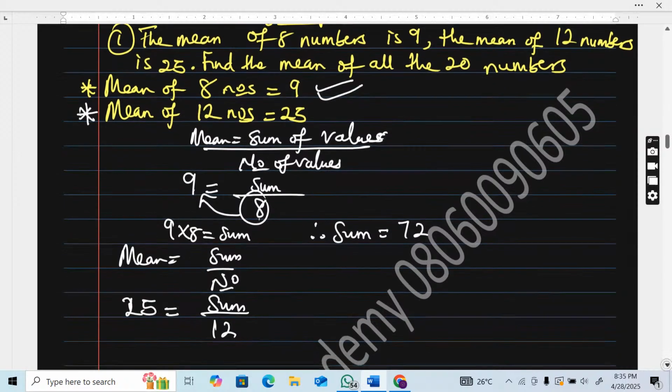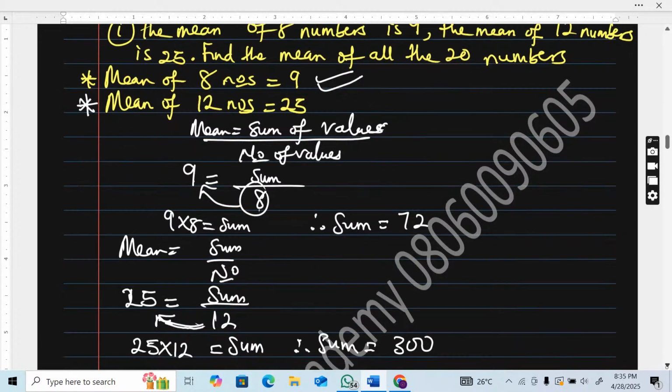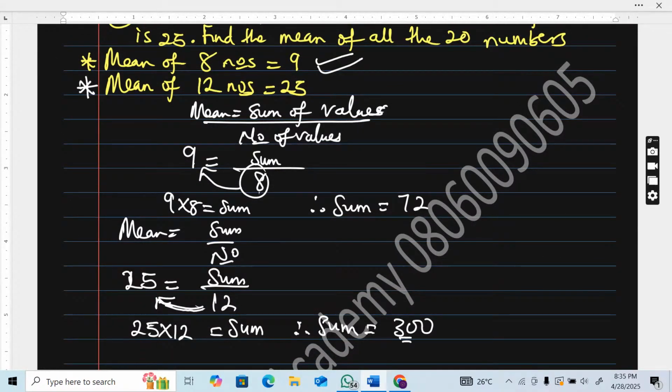So now let's collect the like terms. 12 moves to the left side, it will multiply, because on the right side here, 12 is dividing. So we have 25 times 12. I've told you the reason we are multiplying, we are collecting like terms, so that sum can be the subject of the formula. So that will be 25 times 12 equals sum. Okay, therefore, sum is equal to 300. 25 times 12 is equal to 300.